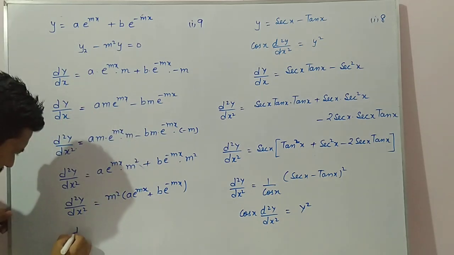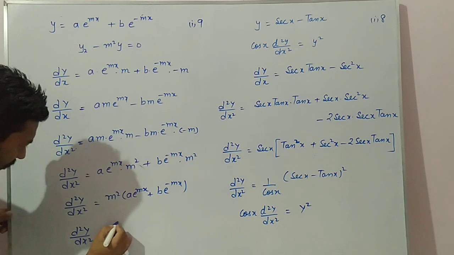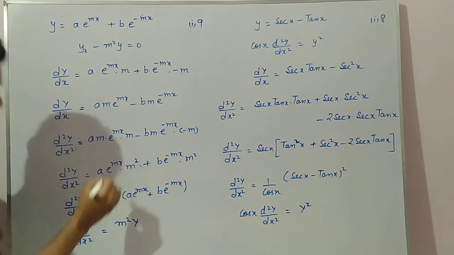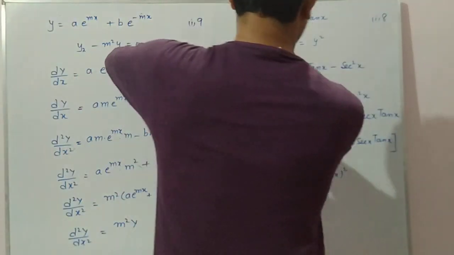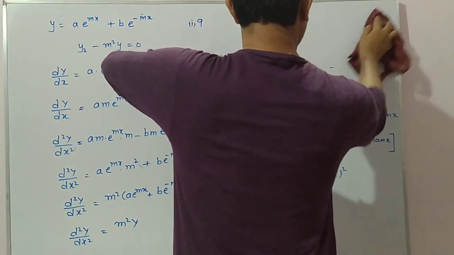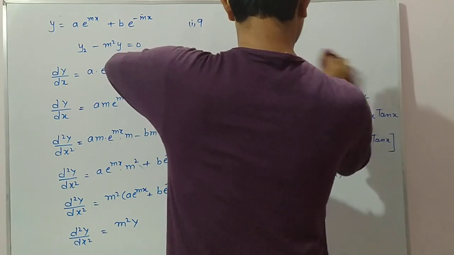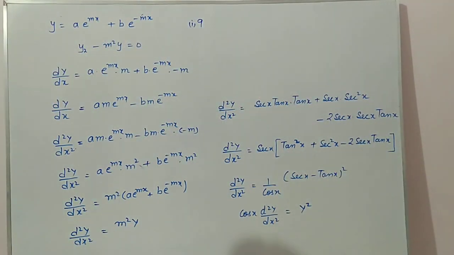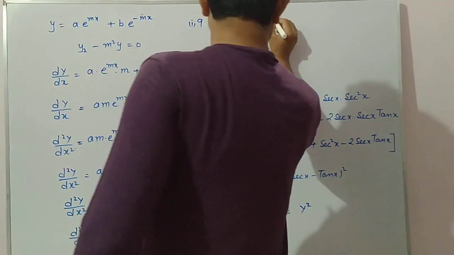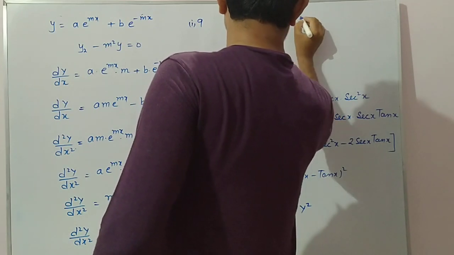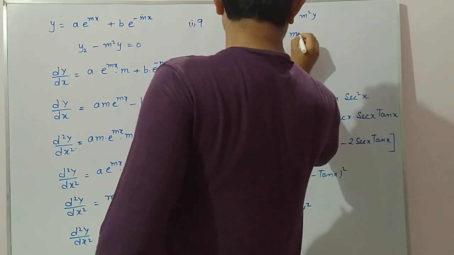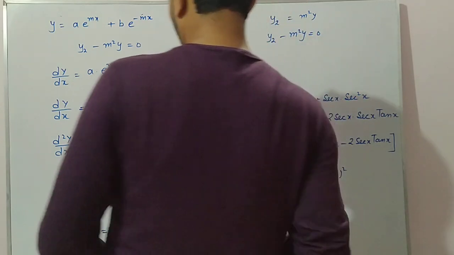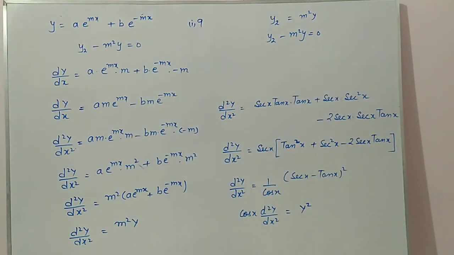So this is d2y by dx square equal to m square y. So here d2y by dx square can be written as y2 equal to m square y, or y2 minus m square y equal to 0. You can also write d2y by dx, that is understandable.